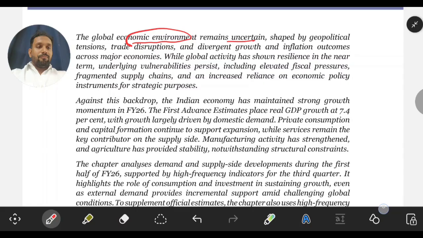Yes, that is what the survey says here. Let us go and see that. Right. So you can see what I have told you is written here, that the global economic environment is very uncertain. Why? Because it is shaped by what? Geopolitical tensions that I have mentioned. Trade disruptions are there, very true.